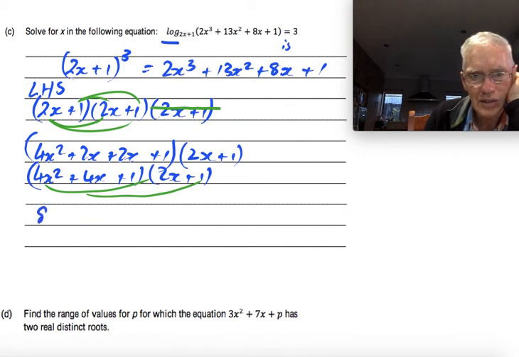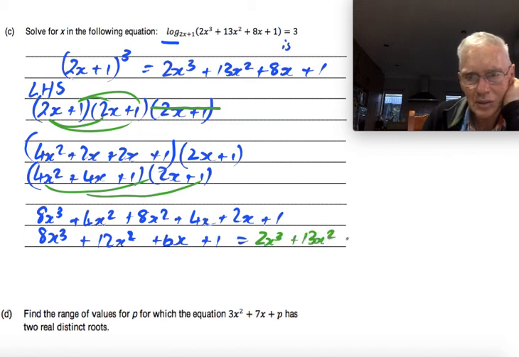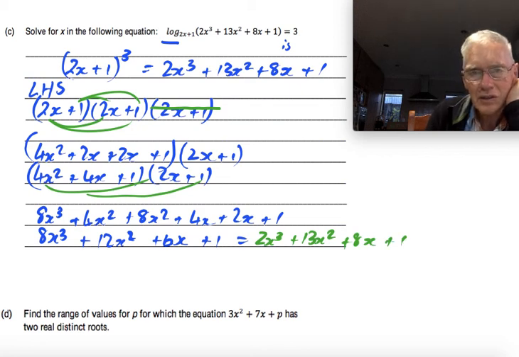So I get 8x cubed plus 4x squared. Then I do the same with the 4x, multiply by both of them. That gives me 8x squared plus 4x. And now I do it with the 1, plus 2x plus 1. And then I get the following. I get 8x cubed plus 12x squared plus 6x plus 1 equals, now what's the right-hand side? The right-hand side was 2x cubed. I'll do the right-hand side in a different color here. So 2x cubed plus 13x squared plus 8x plus 1. Now that's got from this bit up here. So I just copy that down there.